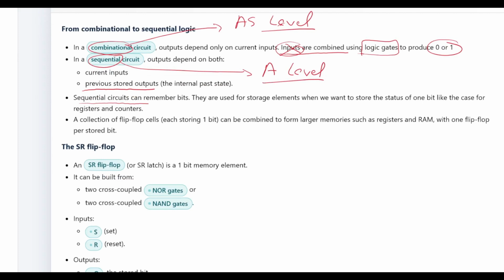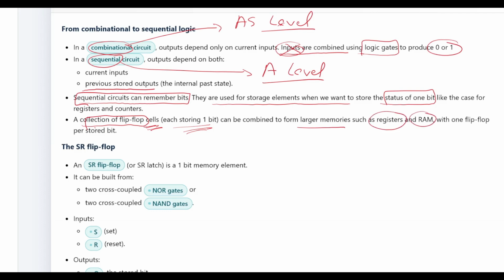Sequential circuits can remember bits. They are used for storage elements when we want to store the status of one bit, like the case for registers and counters. We can make a collection of flip-flops, many flip-flop cells, each one of them storing 1 bit. So we can construct larger memories that can be used in the registers and the RAM.